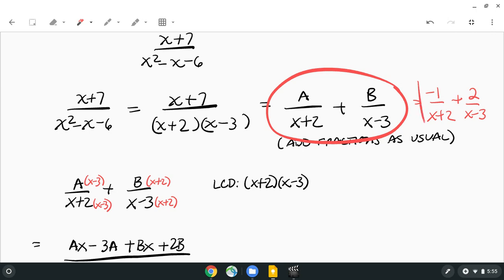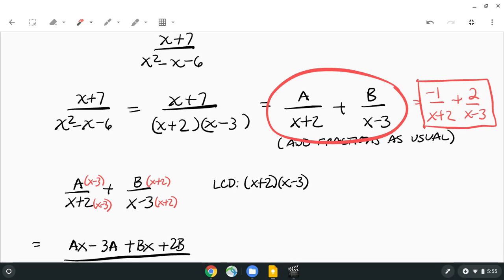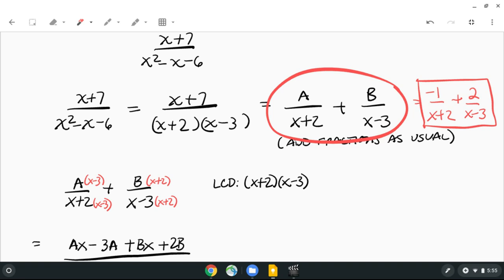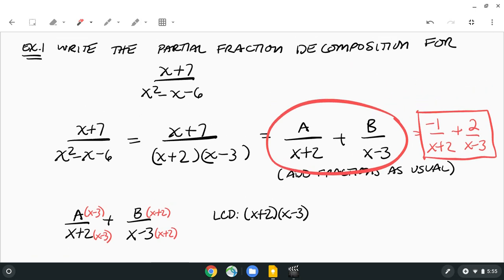So these are the partial fractions that you combine to get (x + 7)/(x² − x − 6). If you don't believe me, you can add those two fractions together, work it all out, and you should get (x + 7)/(x² − x − 6). Okay? All right, so let's take a look at what we did here.